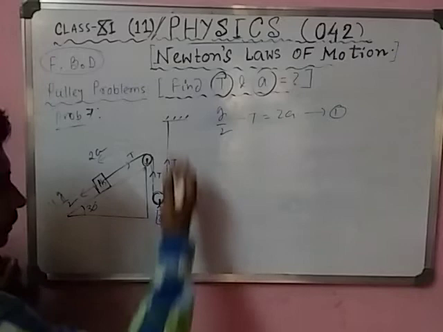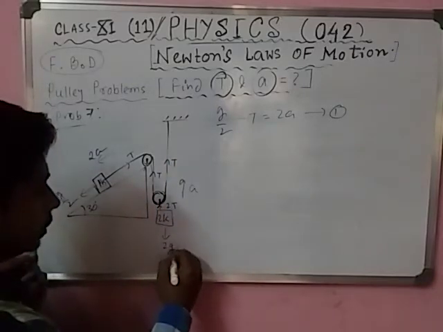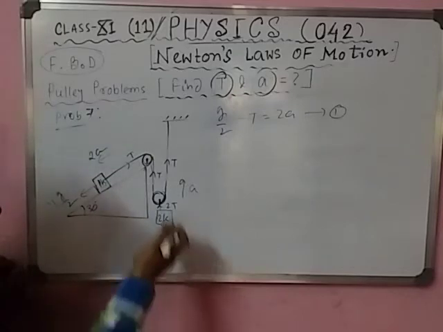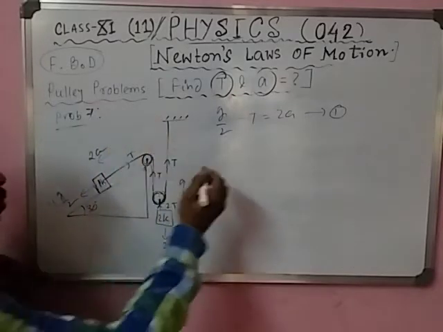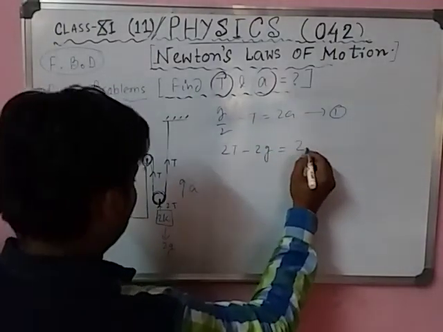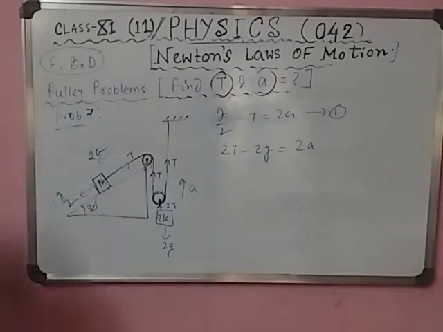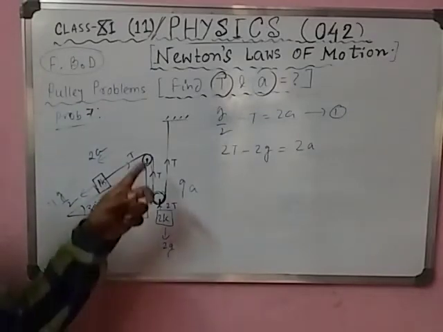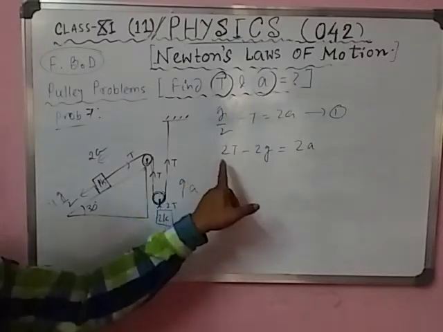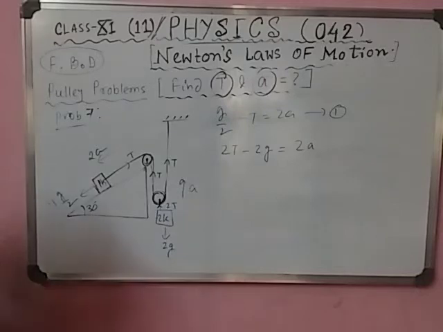For the second body, 2 kg: mg is 2g downward, acceleration a upward, and 2T upward. So you write 2T minus 2g is equal to 2a. If you solve these two equations, you can get a and T. Okay, copy this. Problem number 7. Next, problem number 8.